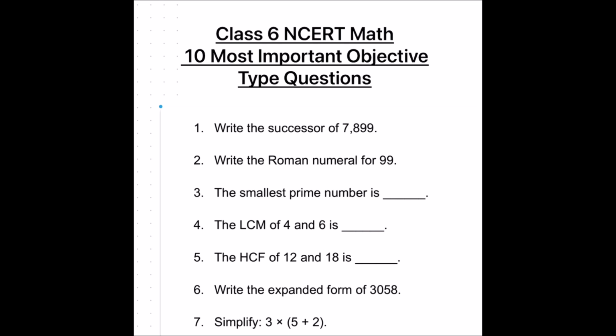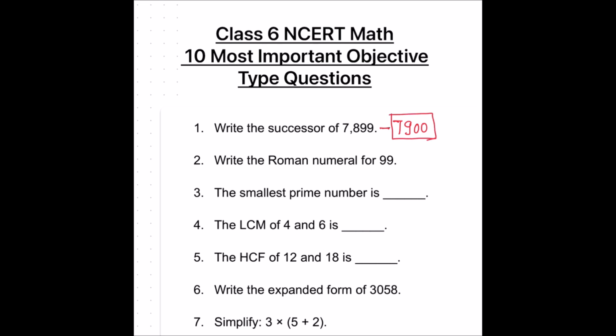The first one is write the successor of 7899. So successors are numbers that come after the given number. So the number which will come after 7899 will be 7900. So that is the successor of this number. So that's our final answer. We are going to box the answer.